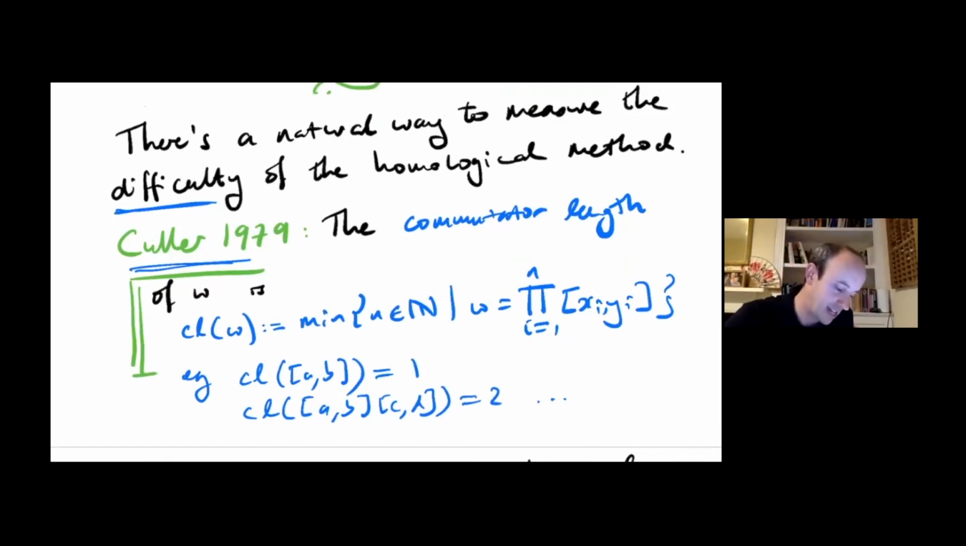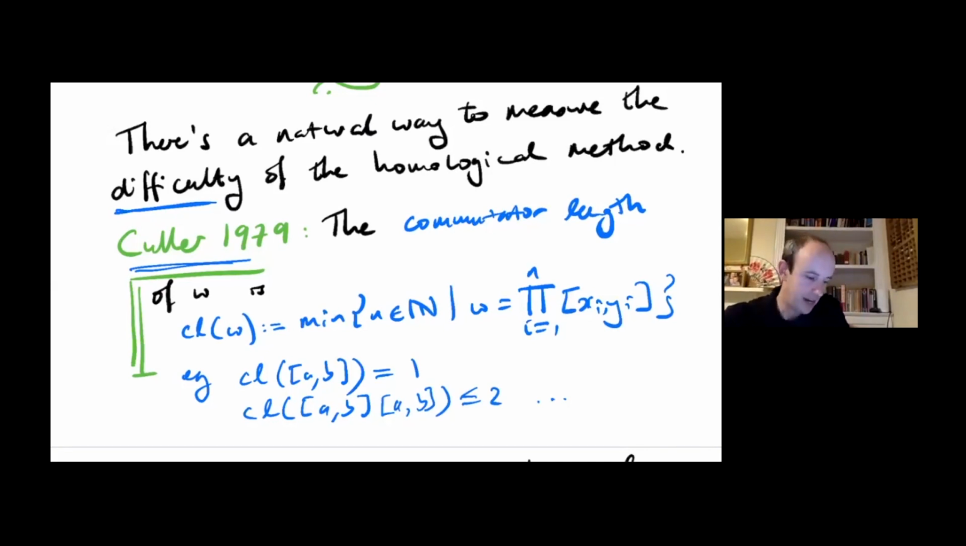So for instance, if I gave you a more complicated word, it's clear that the commutator length is at most 2, because we have this. But there might be some other way of writing the word that actually realizes a shorter commutator length. And that can happen, actually. Sometimes the commutator length is shorter than it looks. So you have to be a bit careful. Anyway, but that's the commutator length.